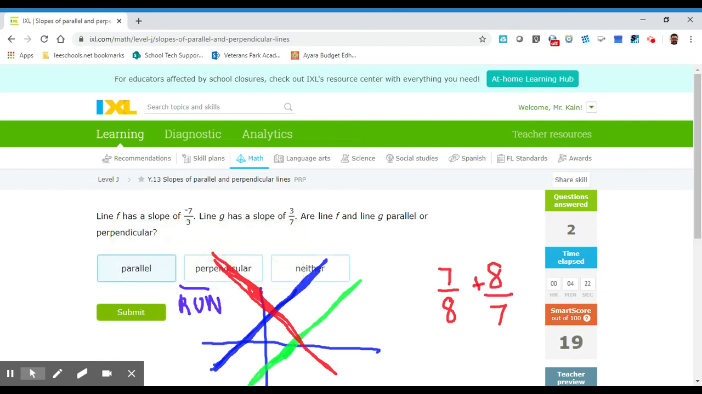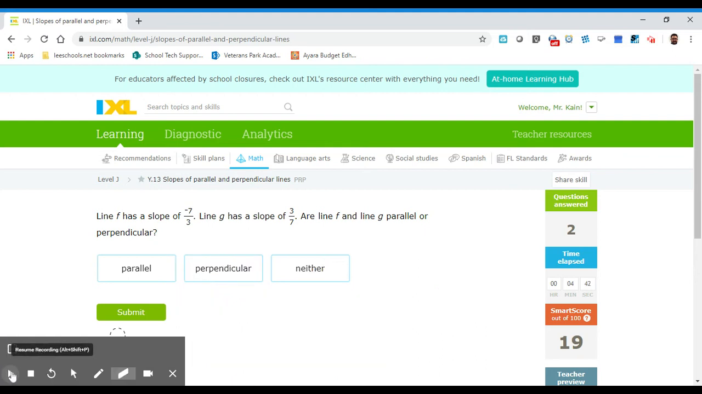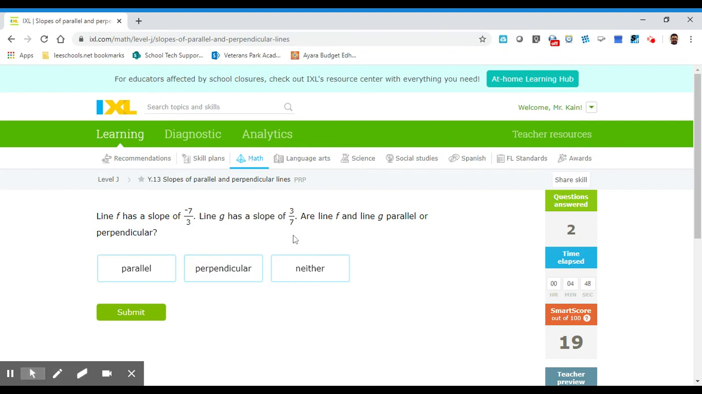Okay. And let's see, it says line F has a slope of -7/3. Line G has a slope of 3/7. Are they parallel, perpendicular, or neither? First of all, let me clear this up. Okay, so the question we want to ask ourselves is, did we flip it? Yes. Did we change the sign? Yes. Then it's definitely perpendicular.